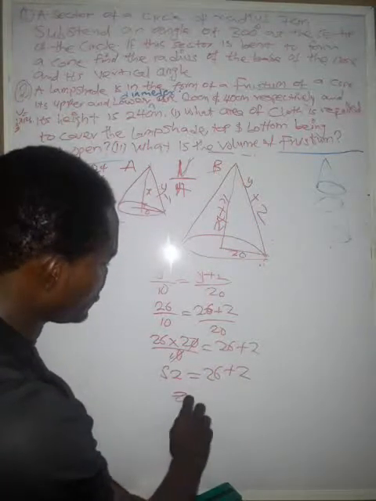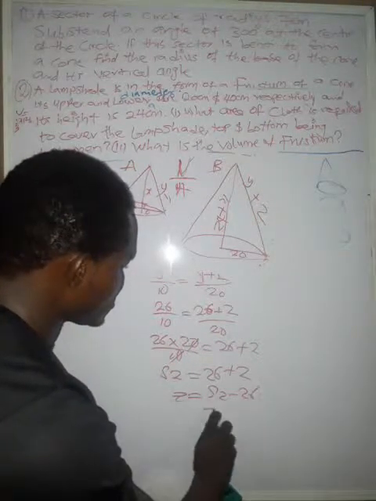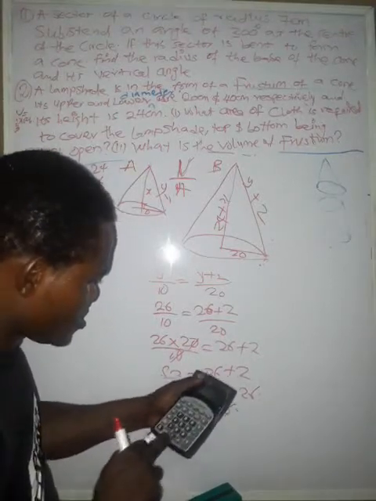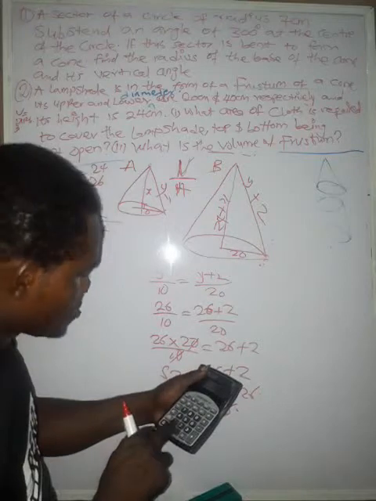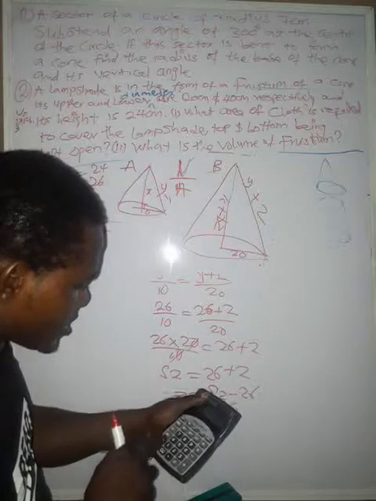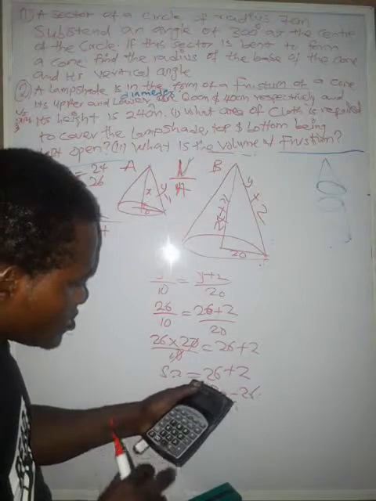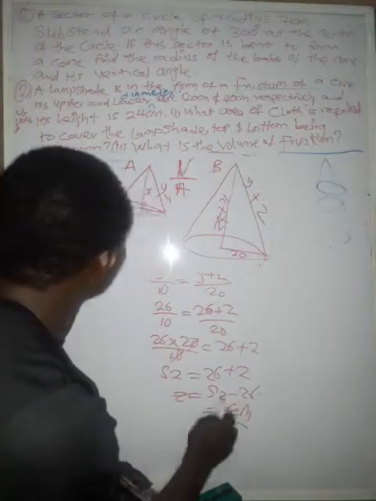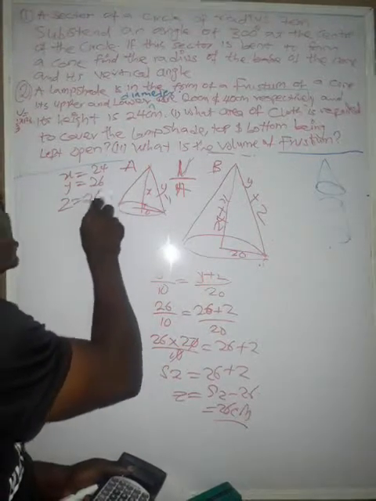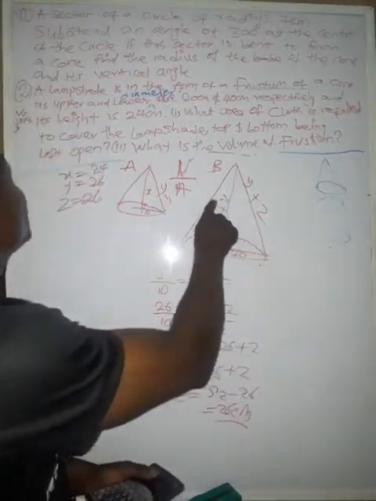10 cancels 10, I have 52 equals 26 plus z. So z will be equal to 52 minus 26, and that is 26 centimeter. So I've gotten my z as 26 centimeter.